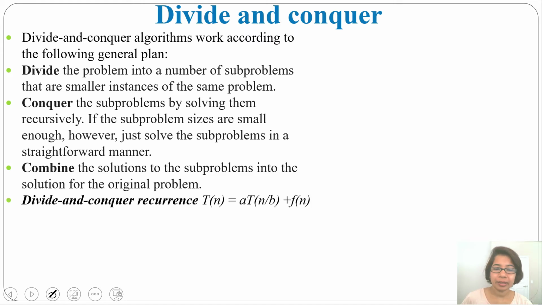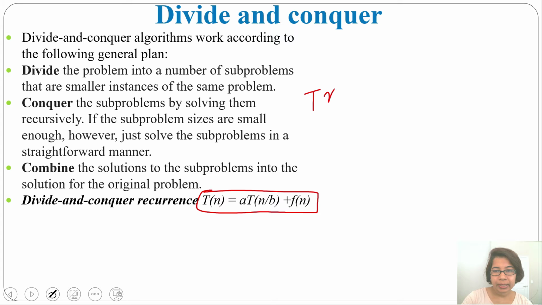So divide and conquer recurrence relations are in this format: T(n) equals a T(n/b) plus f(n). I already discussed how to solve this type of recurrence relation. We can use the back substitution method, or we can use the recurrence tree method, or we can use the Master Theorem. I also discussed the recurrence relation for decrease and conquer.